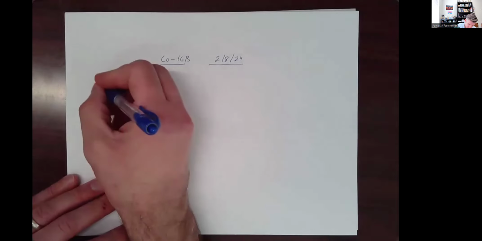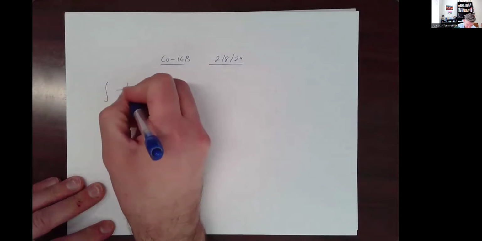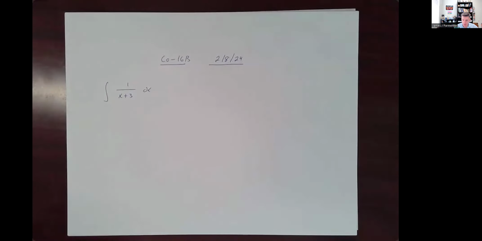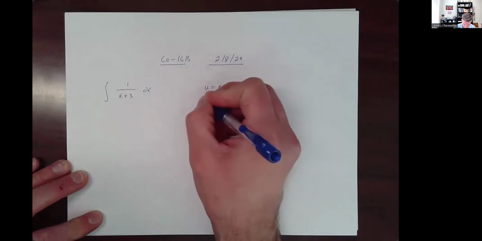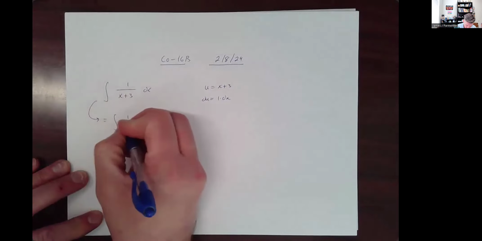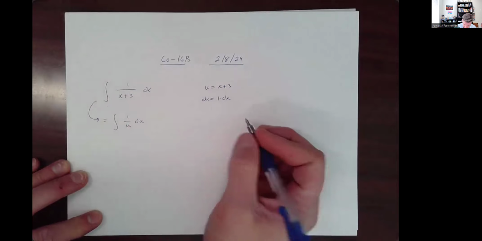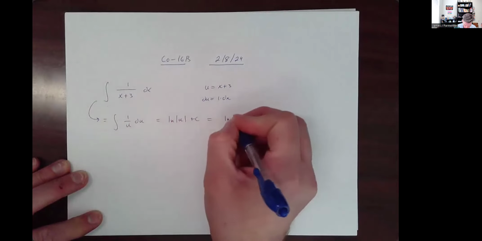So really, when you see an integral, your first go-to place after maybe simplifying it is to see if you can just do a u substitution. So for example, if you're going to integrate 1 over x plus 3, you could do a u sub here. You let u equal x plus 3, du is going to be 1 times dx. You can rewrite this as the integral of 1 over u du, and then that's just the natural log of the absolute value of u plus c, which is the natural log of the absolute value of x plus 3, plus C.